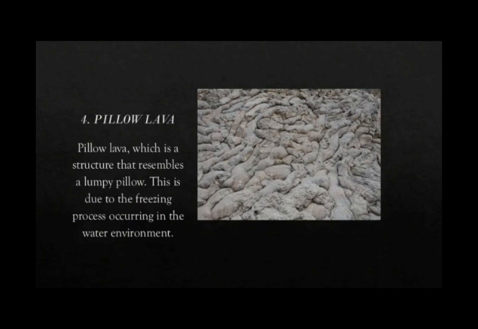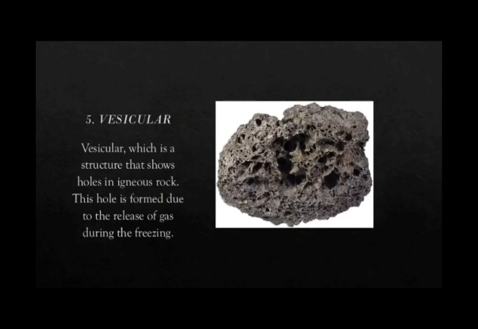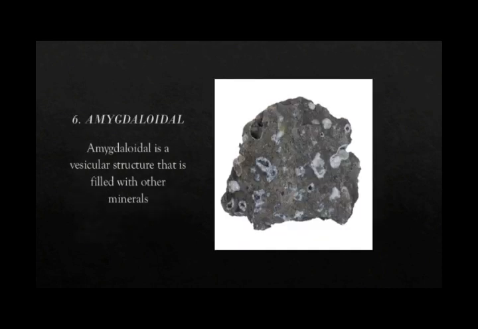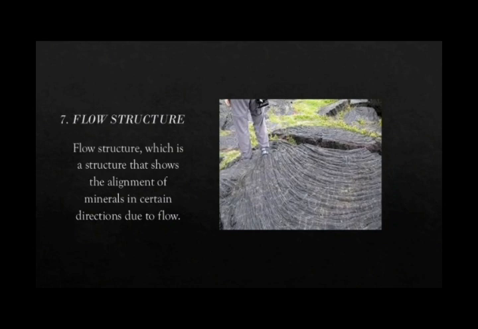Fourth is pillow lava, which is a structure that resembles a lumpy pillow. This is due to the freezing process occurring in a water environment. Fifth is vesicular, which is a structure that shows holes in igneous rock. These holes are formed due to the release of gas during the freezing. Sixth is amygdaloidal. Amygdaloidal is a vesicular structure that is filled with other minerals. The last is flow structure, which is a structure that shows the alignment of minerals in a certain direction due to flow.